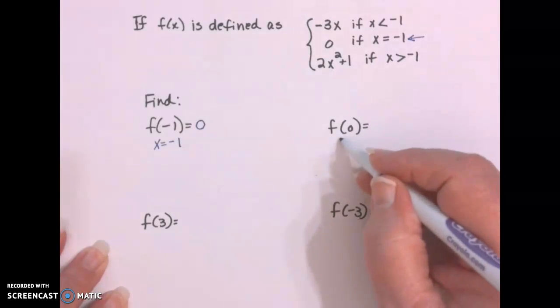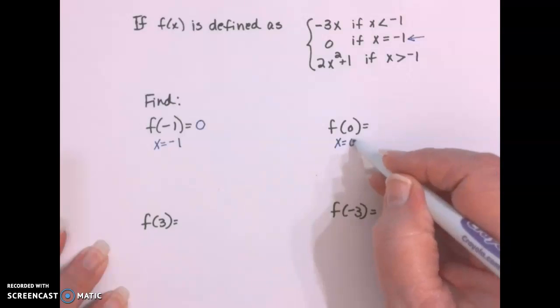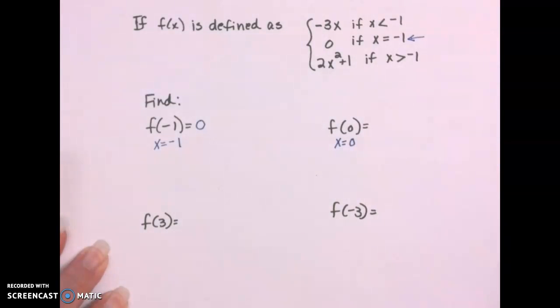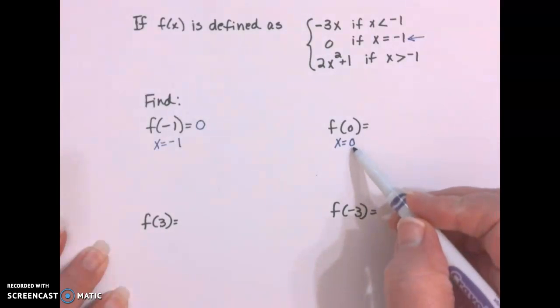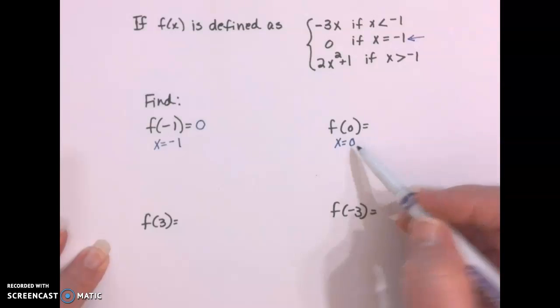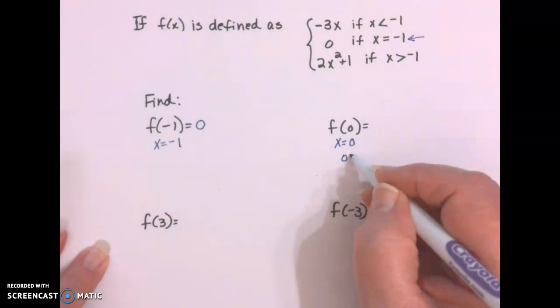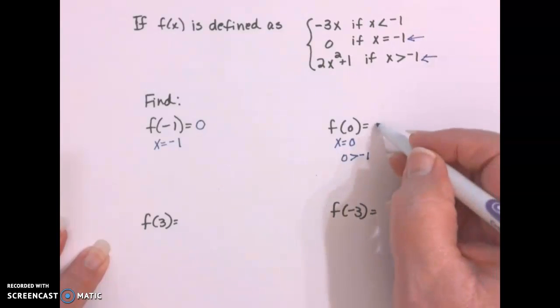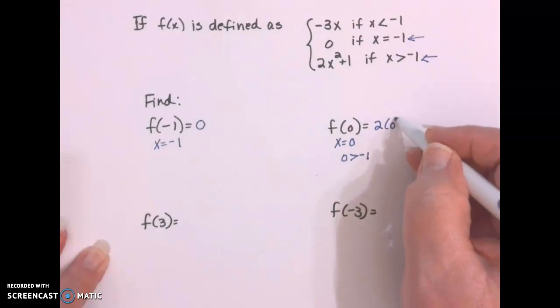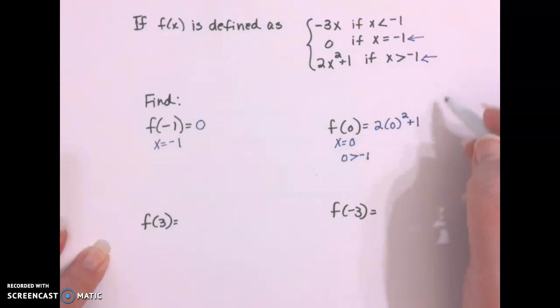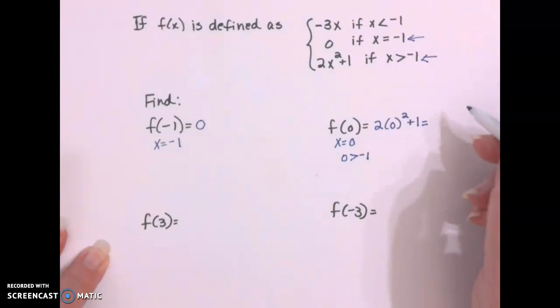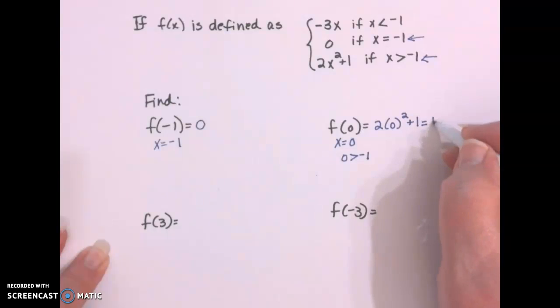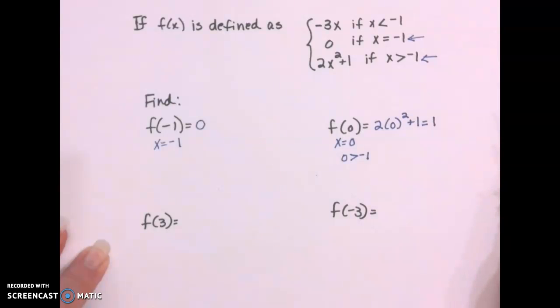Then we have f of 0. So that means x is equal to 0. What y coordinate would go with that? Well, we have to determine, is x greater than negative 1, or is it less than negative 1? Well, since 0 is greater than negative 1, we're going to use our third option down here. So this will be 2 times 0 squared plus 1. And of course, 0 squared is 0, and then times 2 is still 0. So our final value here is 1. f of 0 equals 1.